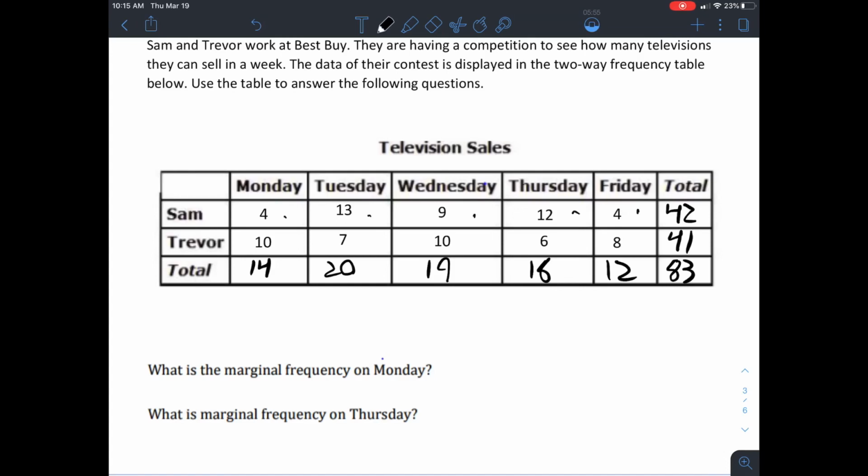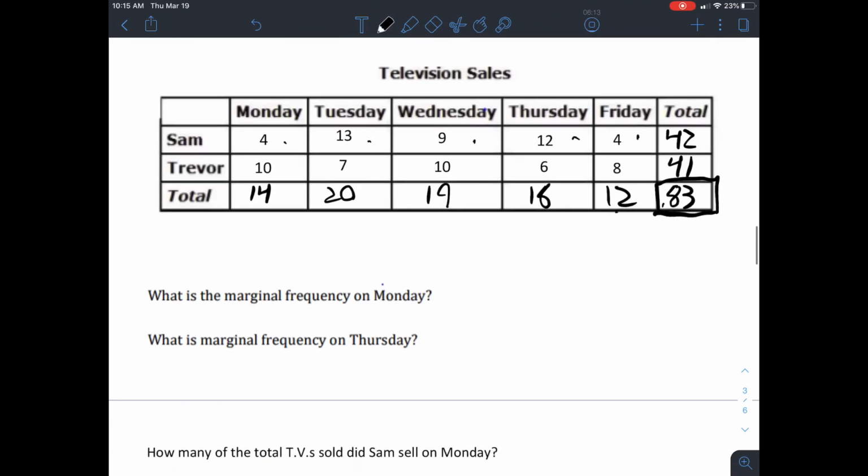And remember, we just find them by 4 plus 13 plus 9 plus 12 plus 4 is 42. 4 plus 10 is 14. So we add together our rows and columns to find those marginal totals. And then we add up our margins to find our grand total. 42 plus 41 is 83, or 14 plus 20 plus 19 plus 18 plus 12 equals 83.